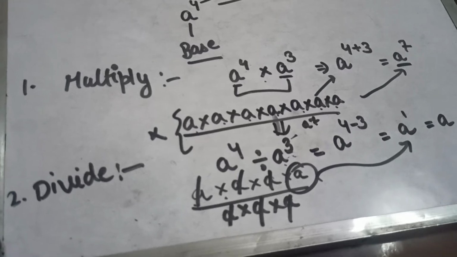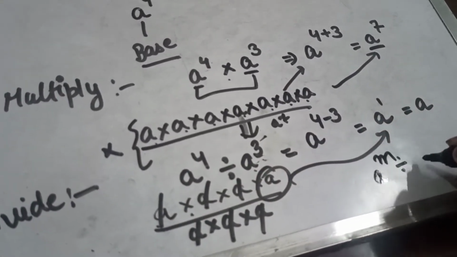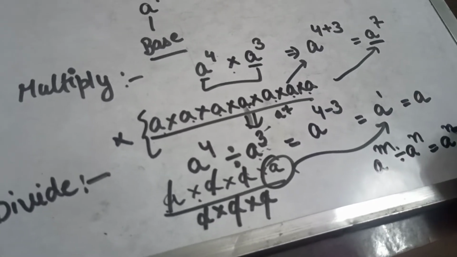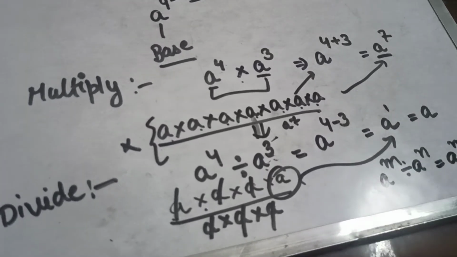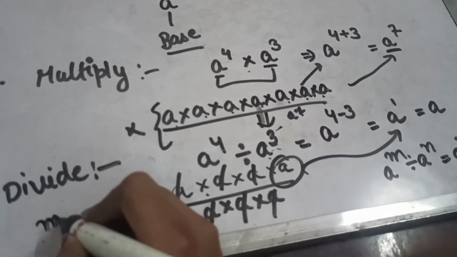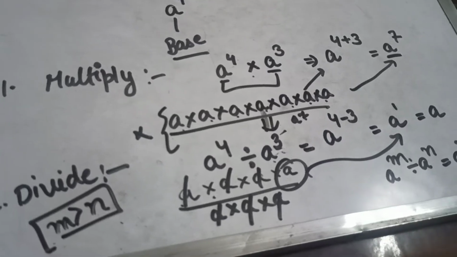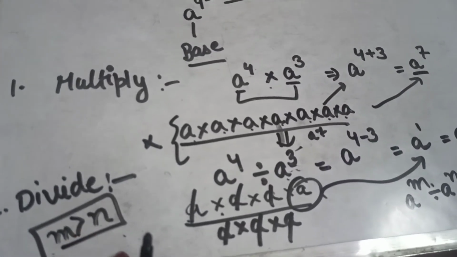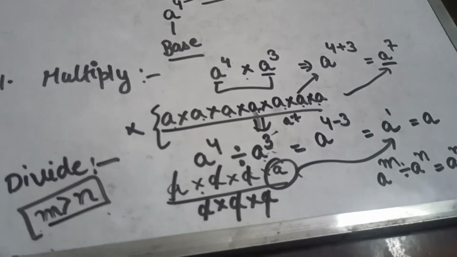Clear? Now if it is in the same form, a to the power m divided by a to the power n, your answer will become a to the power m minus n. And here one condition is m is greater than n. This applies, beta, where the value of m is a whole number and the value of m is greater than n. Right?